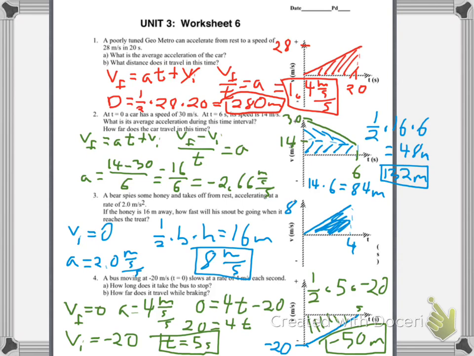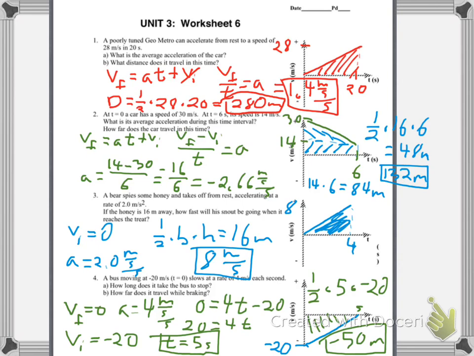Number 4, a bus moving at negative 20 meters per second initially slows at a rate of 4 meters per second each second. How long does it take to stop, and how far does the bus travel while braking? So we have an initial velocity of negative 20, and it slows to a stop, which means it's going to have a velocity of 0 at the end.